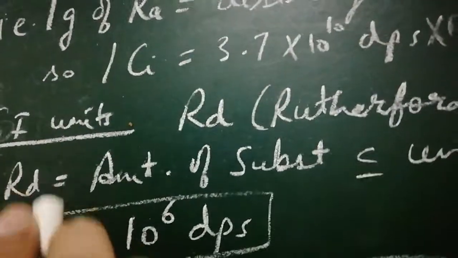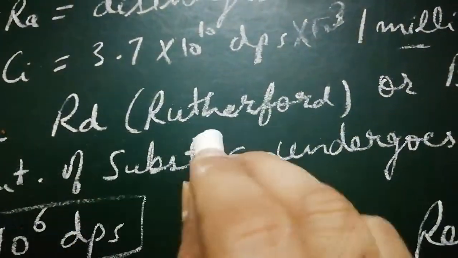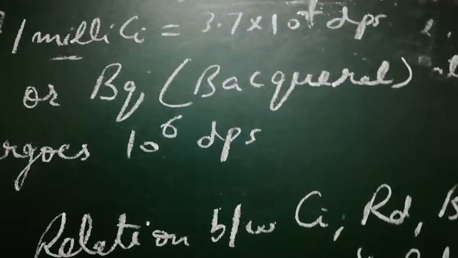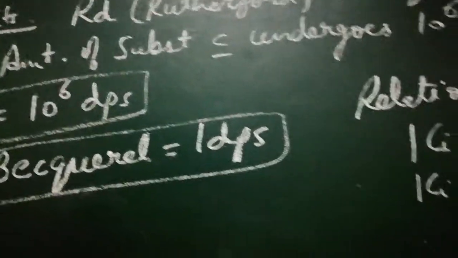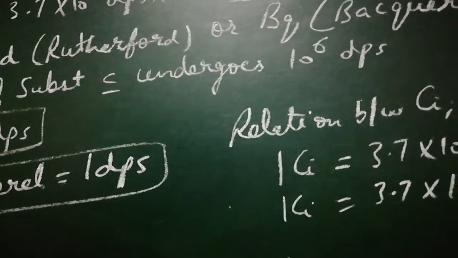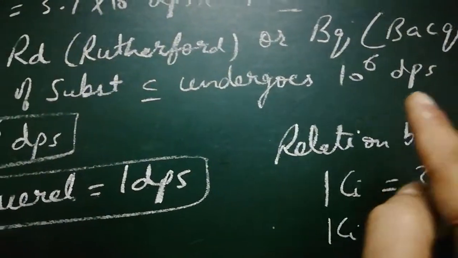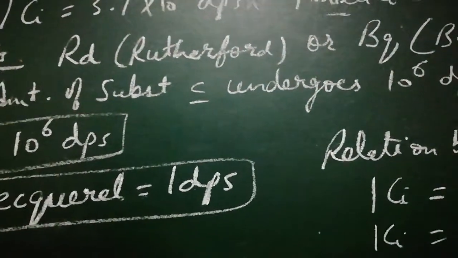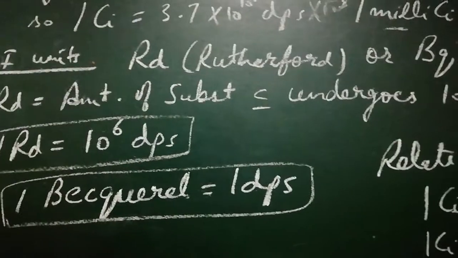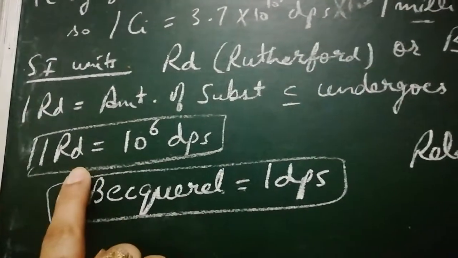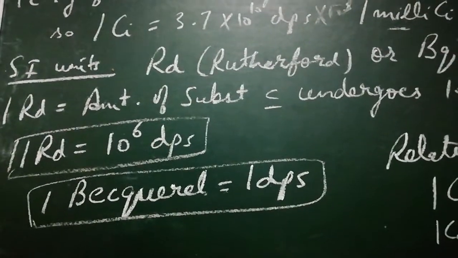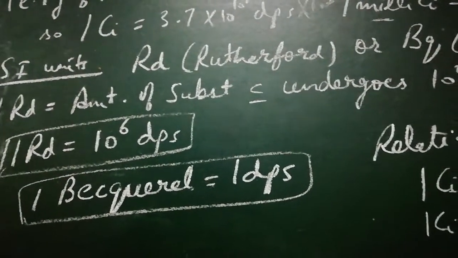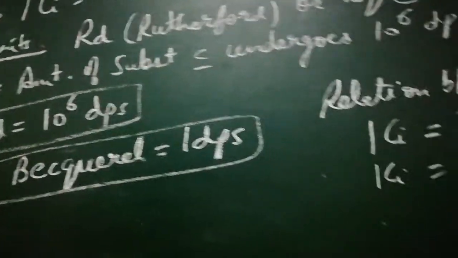And what are the SI units of radioactivity? SI units are Rutherford, written as Rd, or Becquerel, written as Bq. We can define 1 Rutherford as the amount of substance which undergoes 10 to power 6 disintegrations per second. That amount of substance is called 1 Rutherford. And 1 becquerel is equal to 1 disintegration per second, that is, the amount of substance which shows 1 disintegration per second.